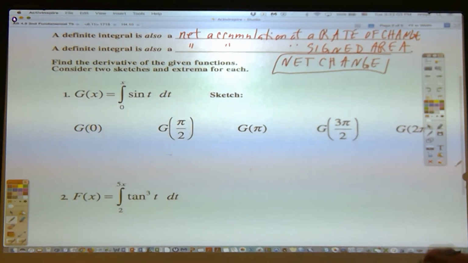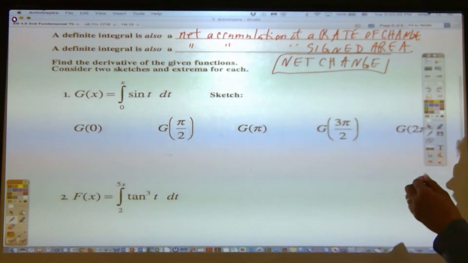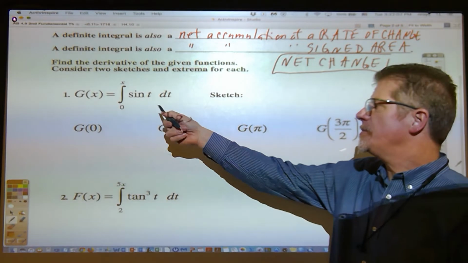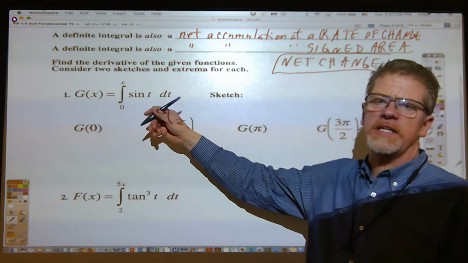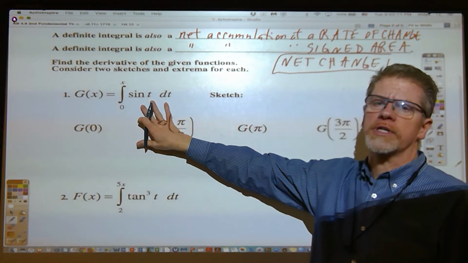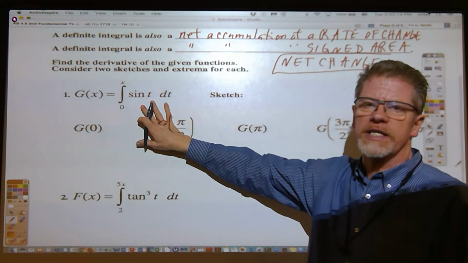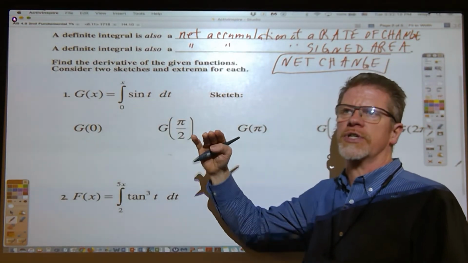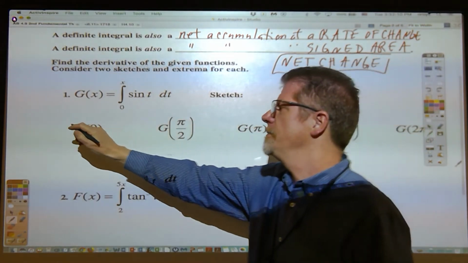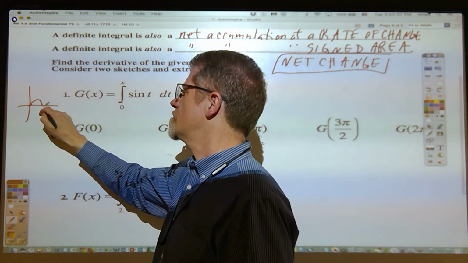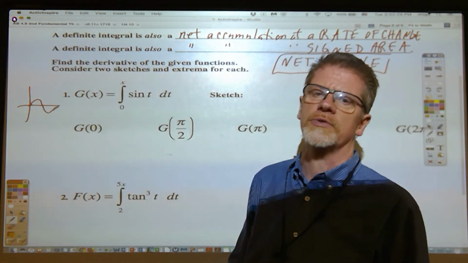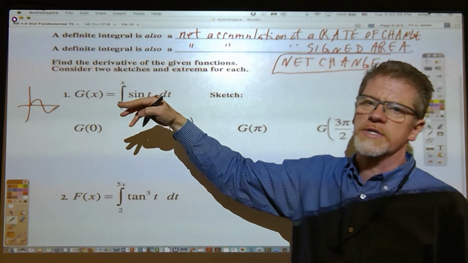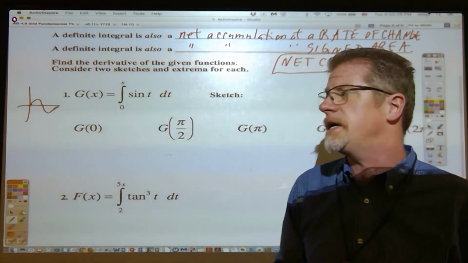Now, we're going to sketch the graph of capital G of x. G of x is an accumulator function. Notice what's happening in the real world here. Let's make a real world connection. Snow is falling at a rate of sine t inches per hour. That's the rate of change in snow. Now, let's take a look at your sine function. Sometimes it goes negative.